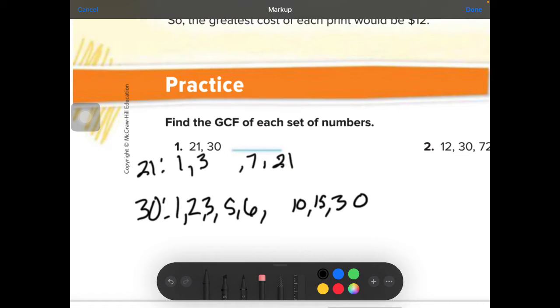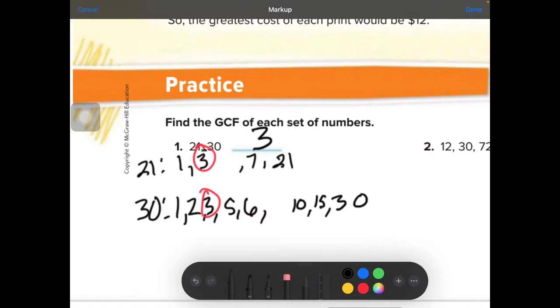So if you look at that list, what is our greatest common factor? I like doing that in red. Thank you very much. Yep, 3.